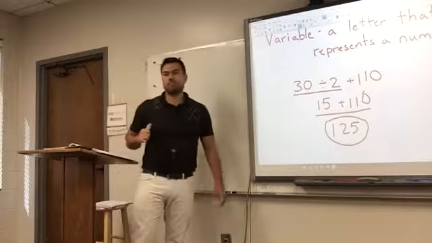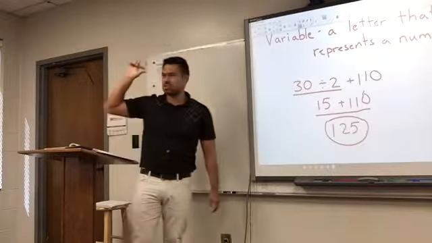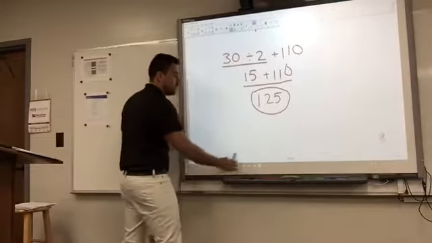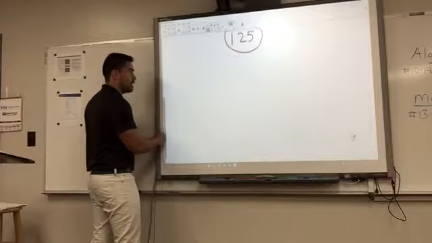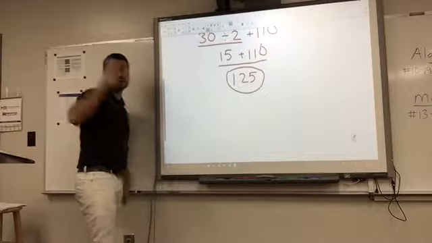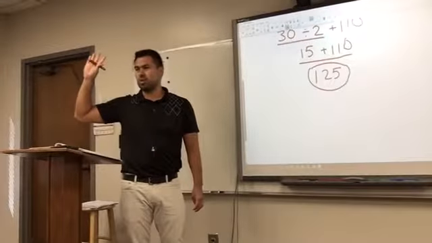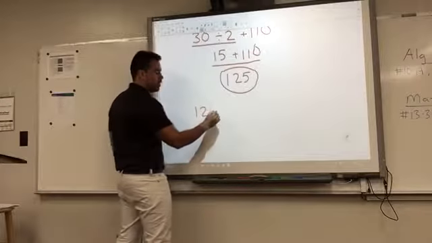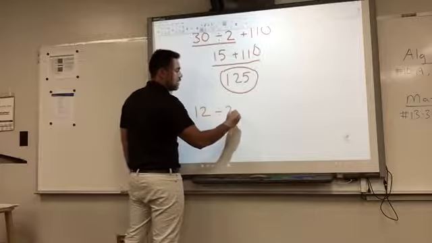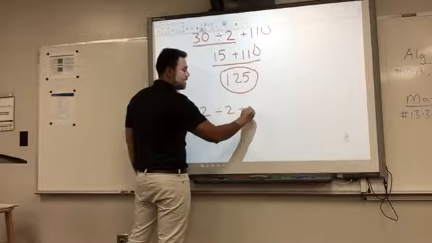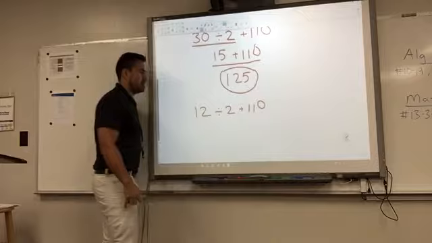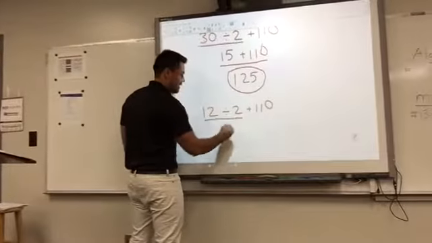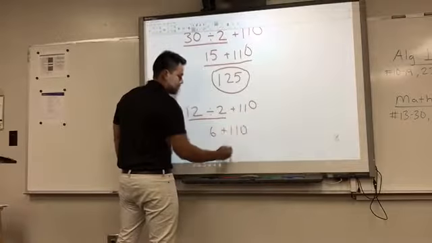Someone want to share their age? Marissa? 12. All right, so Marissa can approximate her blood pressure. And who else is 12? Raise your hand if you're 12. Okay, the 12-year-olds, you do 12. What do you do with that number? You divide it by 2, and then you add 110. What's 12 divided by 2? 6. And then add 110.